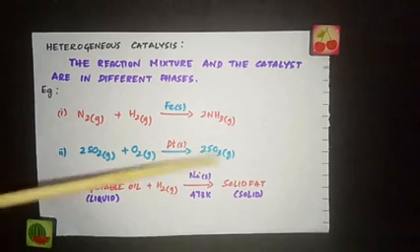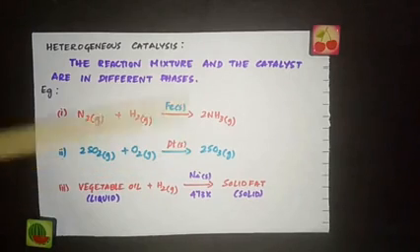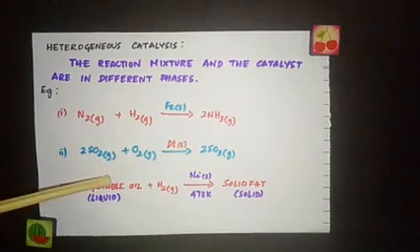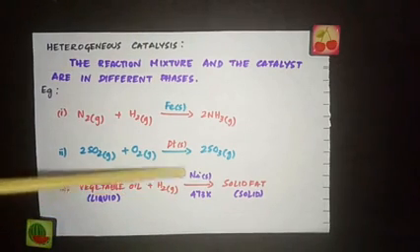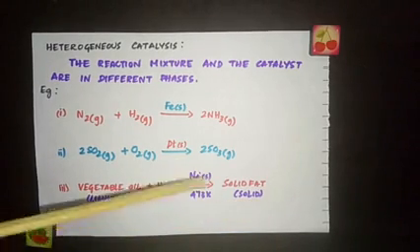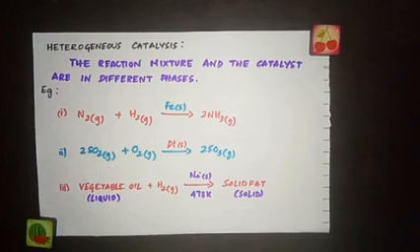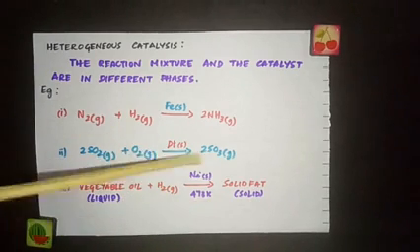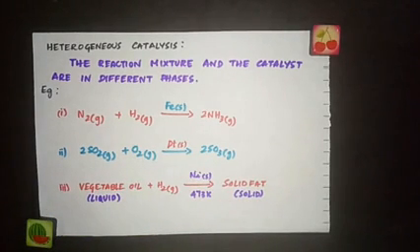Here the reaction mixture is in the gaseous phase and the catalyst is in the solid state. In this example, when you take vegetable oil, we call this hydrogenation of vegetable oil, and in the presence of nickel solid, you get solid fat, which is nothing but vanaspati. So this is in liquid phase, this in gaseous phase, and the catalyst is in solid phase and the product is in solid phase. So the reaction mixture and the catalyst are in different phases, and we call this catalysis heterogeneous catalysis.